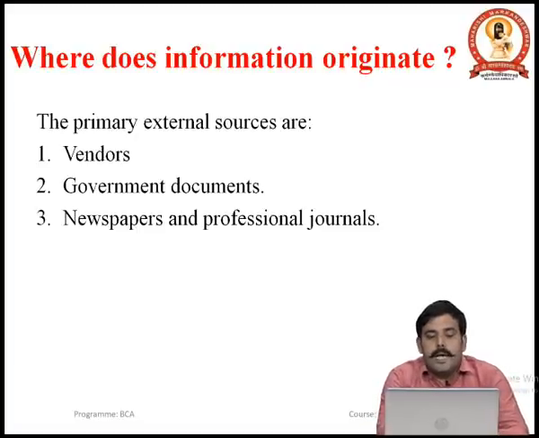The primary external sources are vendors, government documents, newspapers and professional journals. Sometimes we need to gather information from outside of the organization environment, and the vendors, government documents and newspapers can help the analyst to gather such type of information.